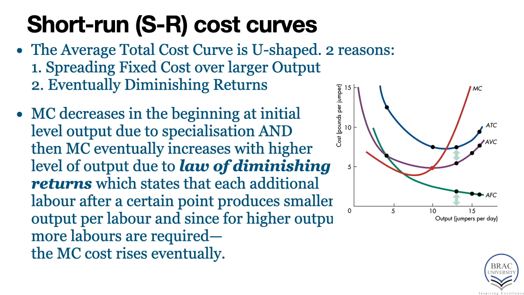Further to that, you can see a similar case with the MC curve. Here also in the beginning, the marginal cost falls. However, as output increases, each additional labor produces now less and less output, as well explained by the law of diminishing returns, as you can see on this slide.